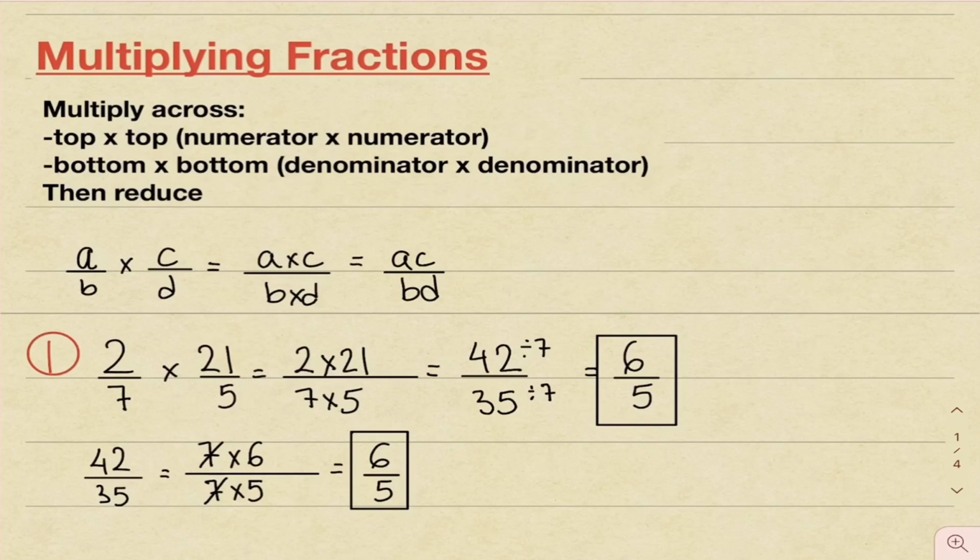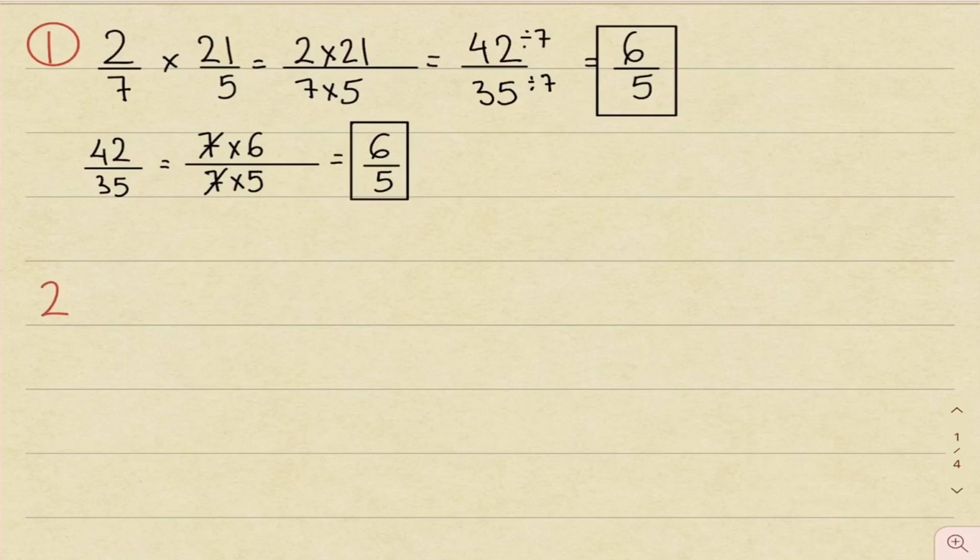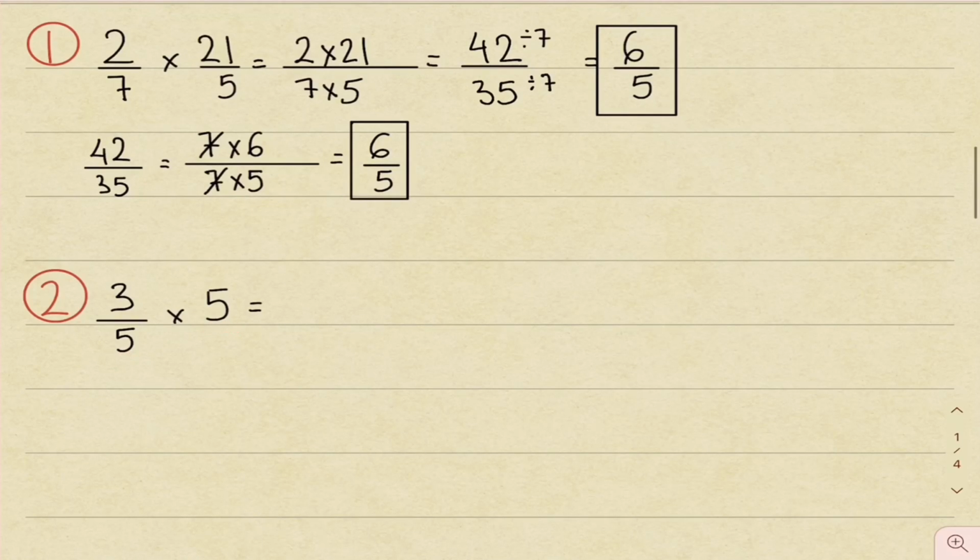Now let me go ahead and do another problem. Problem 2. 3 over 5 times 5. Now in this case, you guys might be confused because you might say there's a fraction here, but there's no fraction over here. We only have a 5. I want you guys to know that you can make any number a fraction by making it over 1.